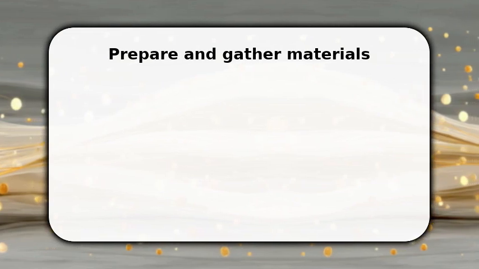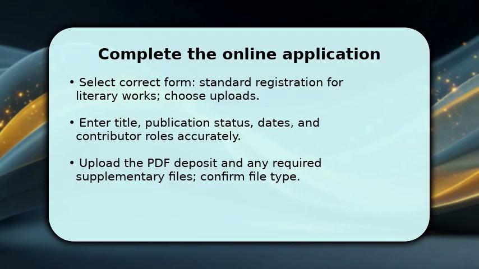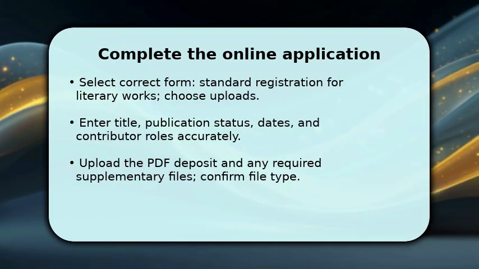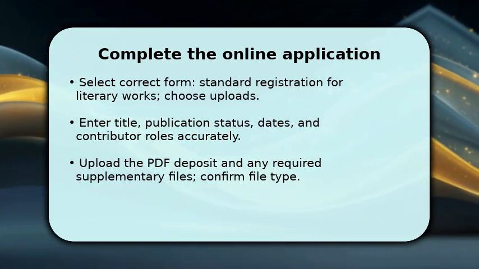Once logged in, pick the standard registration for literary works and start the application. Fill fields for title, publication status, and exact dates. Accuracy matters because errors slow approval. Next, list all contributors and clarify ownership percentages.